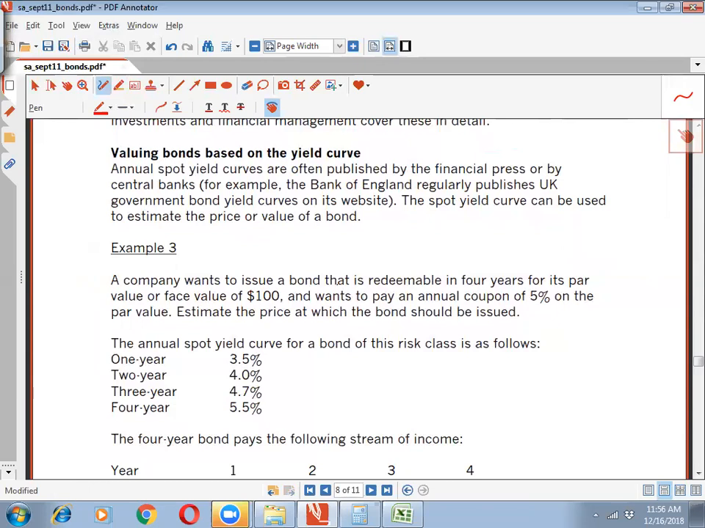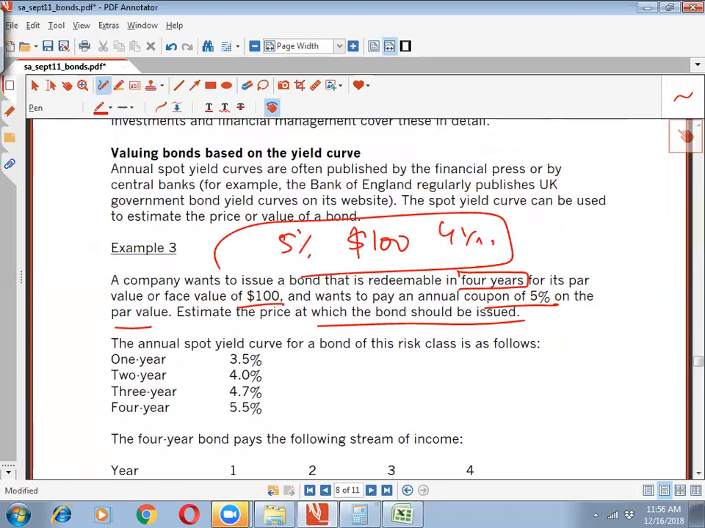It says the company wants to issue a bond that is redeemable in 4 years for its par value or face value of $100 and wants to pay an annual coupon of 5% on the par value. Estimate the price at which it should be issued. So what does it say? It says 5%, $100, 4-year bond. You need to establish the value of this bond.